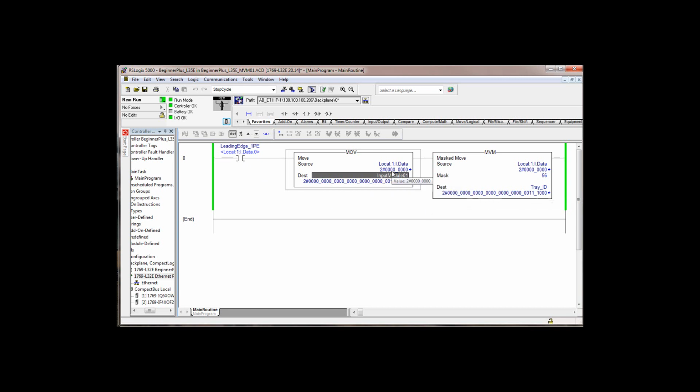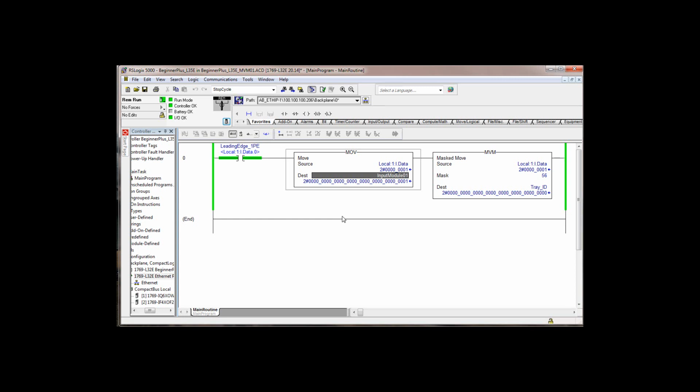So as I change values in this input word, see, I'm turning values on and off. If I turn on input 0, of course, it's going to move it. But if I turn on any of these others, notice that these values are not seen down here, simply because that input is not on, so this rung is not true and it's not executing either one of these. Now we'll turn it on.